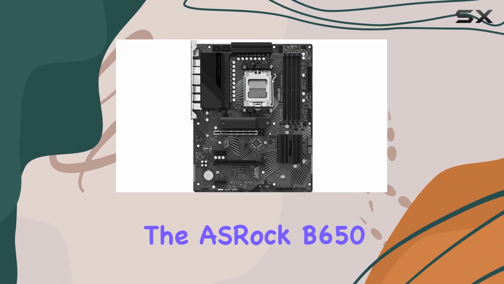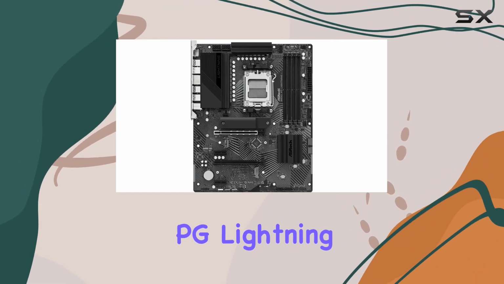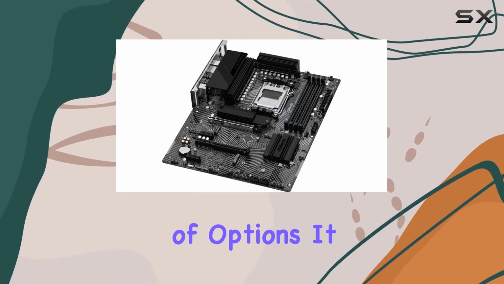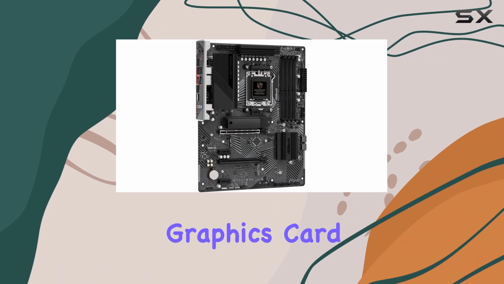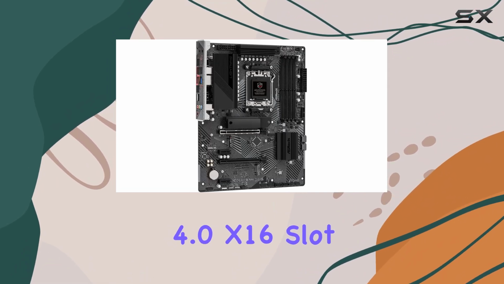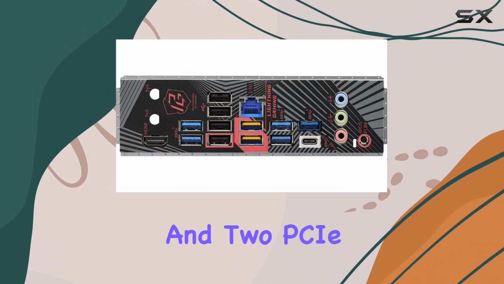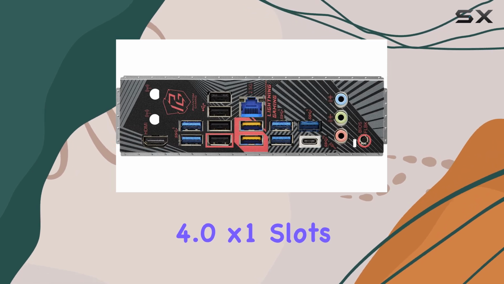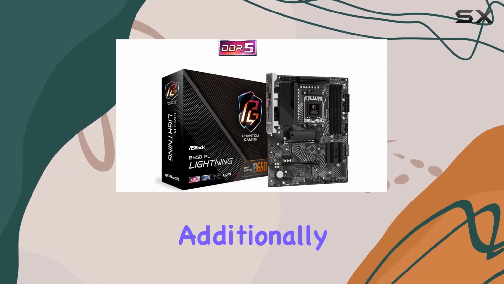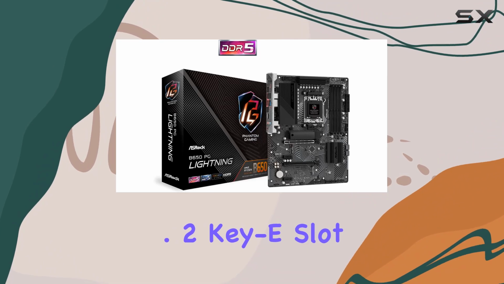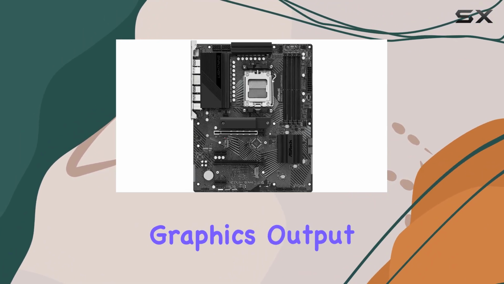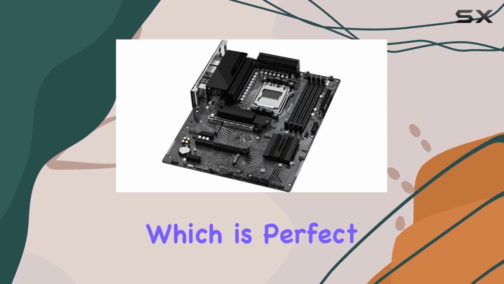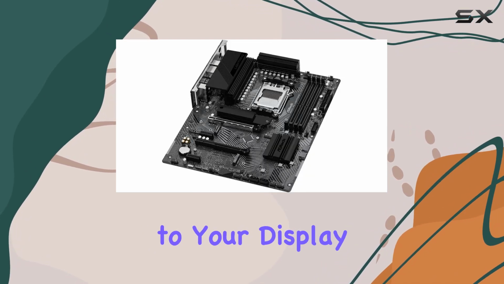For expansion, the ASRock B650 PG Lightning offers a range of options. It includes one PCIe 4.0 x16 slot for your graphics card, another PCIe 4.0 x16 slot, and two PCIe 4.0 x1 slots for additional peripherals. Additionally, there's an M.2 Key E slot for adding Wi-Fi capabilities. The motherboard's graphics output options include one HDMI port, which is perfect for connecting to your display.